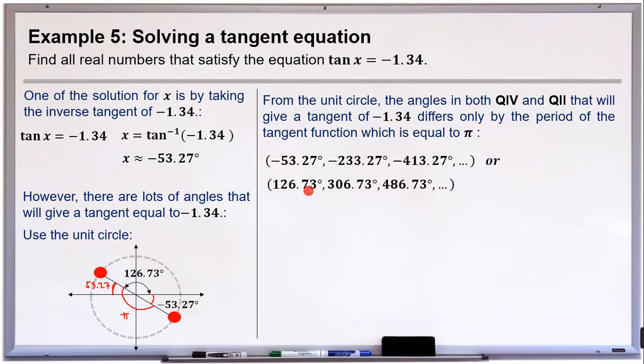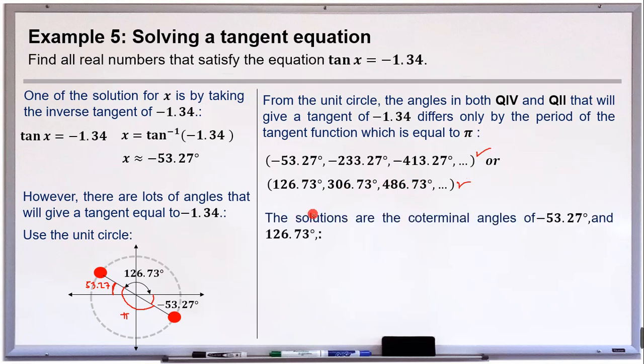Or you can also use the positive, starting with the angle in standard position in quadrant 2, that's 126.73. Add pi, or 180 degrees, that will give us the next angle, that is 306.73 degrees. Then add again 180, that will give us 486.73 degrees. So these are our answers in this notation.